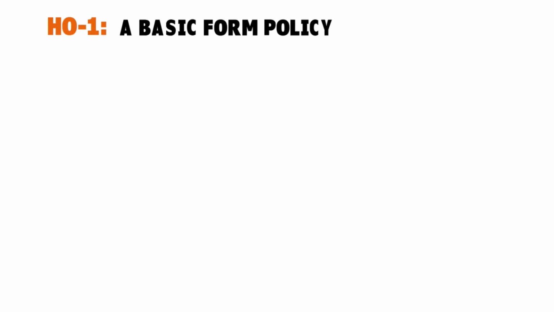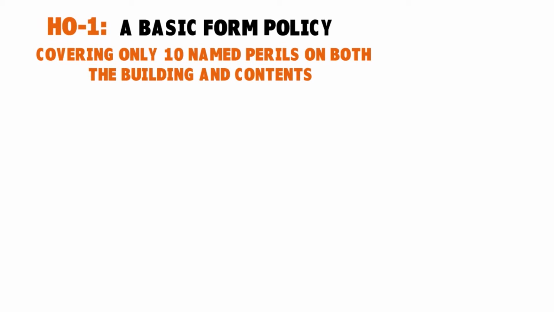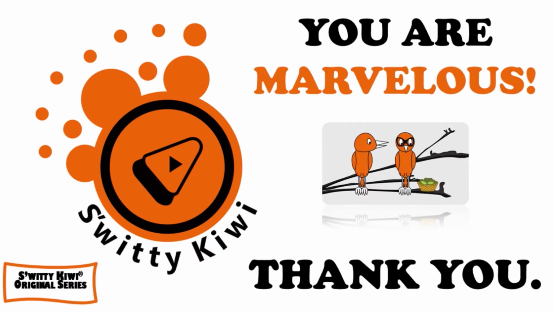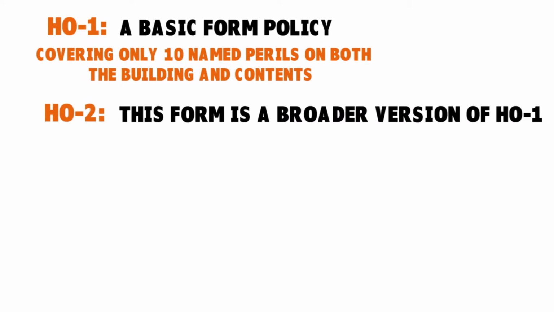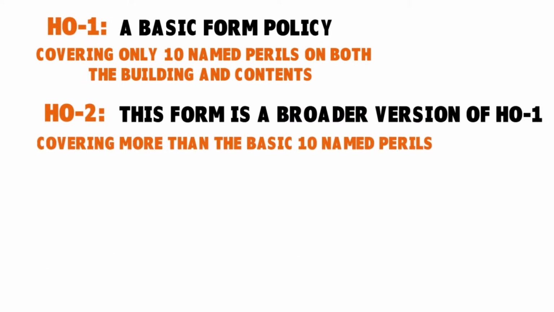This includes the following. So you have HO-1. This is a basic form policy. This is the most basic out there right now, at least in the United States. HO-1 offers the most basic of coverage, covering only 10 named perils. This is another name for the qualifying incidents on both the buildings and contents. Then you have HO-2. This form is a broader version of HO-1, covering more than the 10 basic named perils.